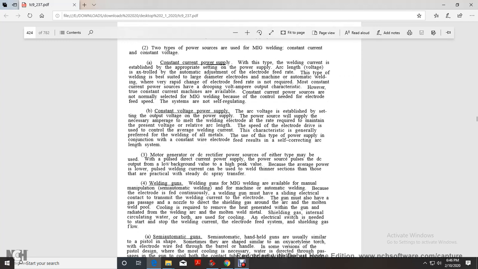Motor generator or DC rectifier power sources of either type may be used. With a pulsed direct current power supply, the power source pulses the DC output between a low background value and a high peak value, with a lower average power. Pulse welding current can be used in welding thinner sections than those for which the DC spray transfer is practical.